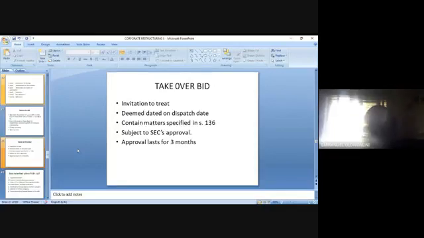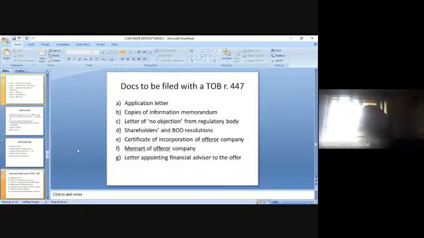What are the documents to file with a takeover bid? The application letter, your copy of the information memorandum, letter of no objection from the regulatory body, shareholders and BOD resolution, certificate of incorporation of the offeror company, members of the offeror company, and letter appointing financial advisor to the offer. All right.